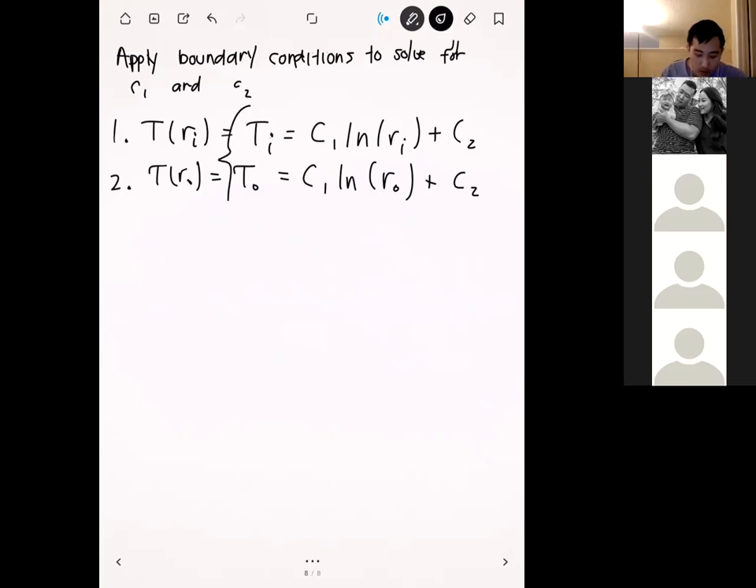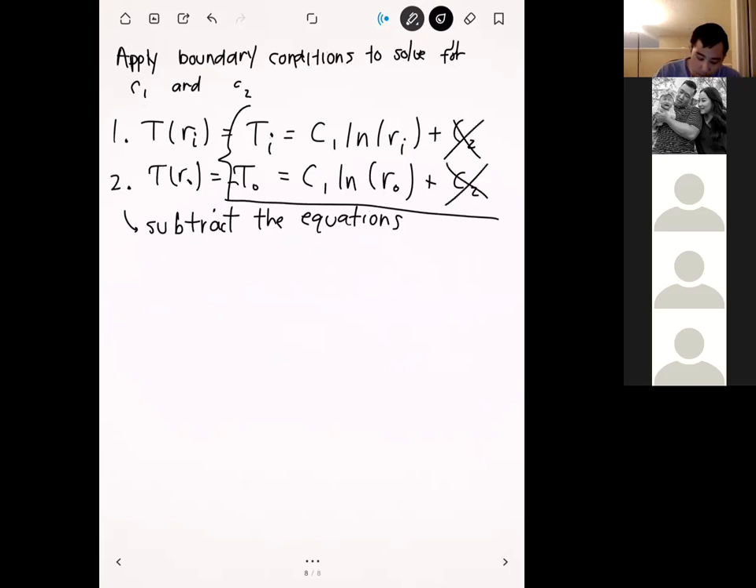All right. The easiest way, I think, to solve for C1 in this case is to subtract these two equations. If we notice, both equations just have C2 on its own. So if we subtract these two equations, we can cancel out C2 right away. You can see that the C2 on both sides is going to cancel out.